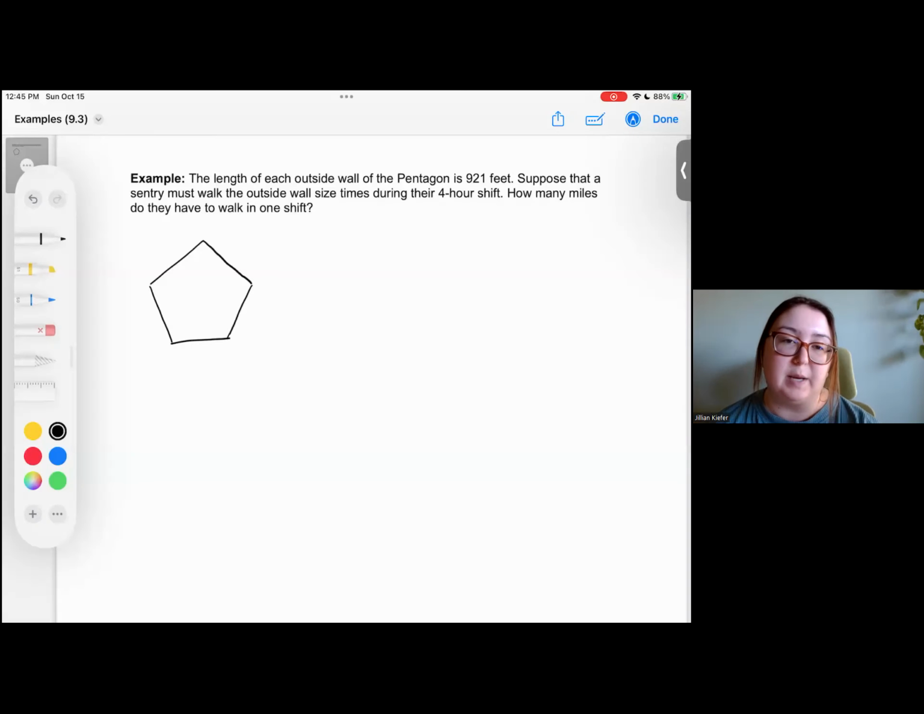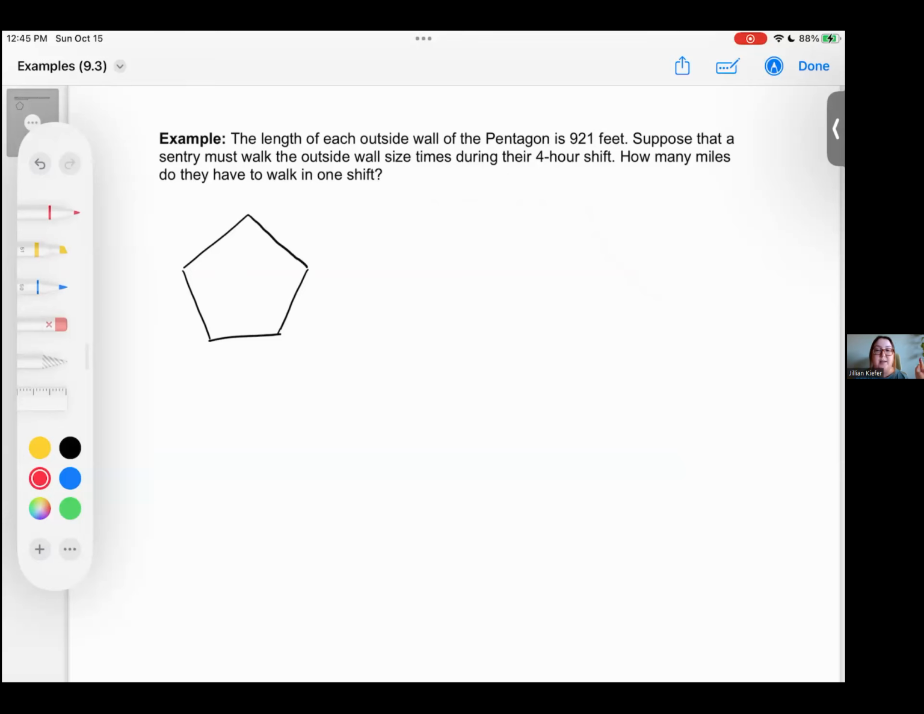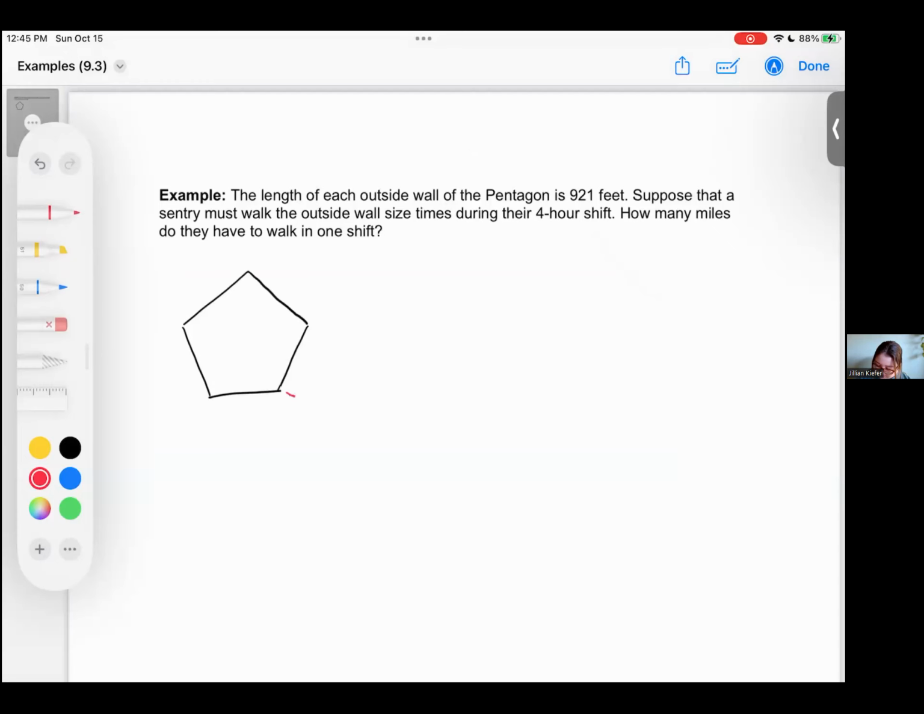All right, so for our example, we have our pentagon. I drew it out already. So we see we have the pentagon. We're going to assume that every side length is the same, so they're all going to be equal, and there's 5 of them. So we know that each one of these sides here, these lengths, are 921 feet. So they're each going to be 921 feet. We'll draw a little line in between all of these to indicate that these are all the same.